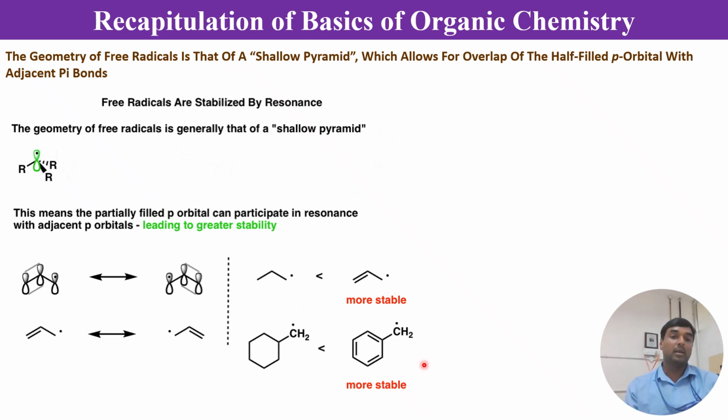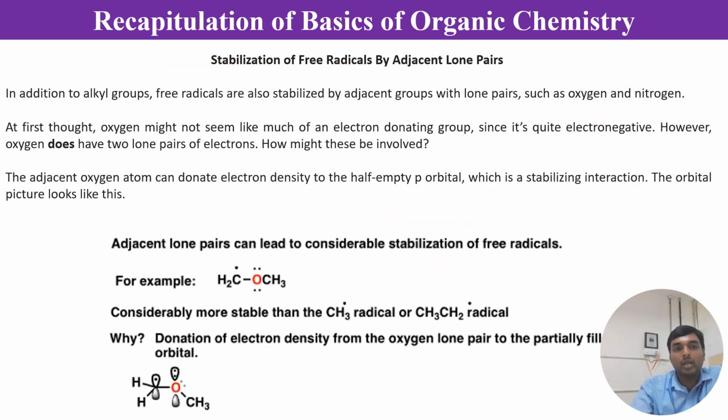So for example, benzyl radical is more stable than the cyclohexyl radical, or phenyl radical is more stable than propyl radical because of the conjugation. Even radicals adjacent to a carbon having a lone pair can also be stabilized.